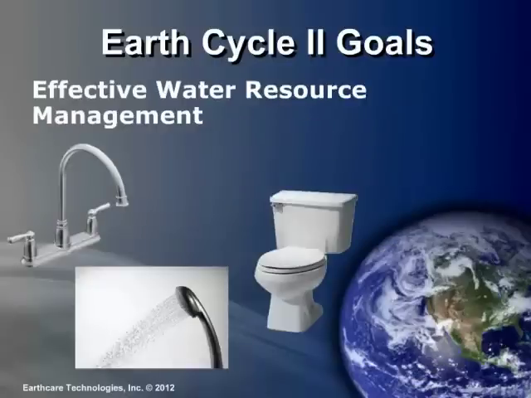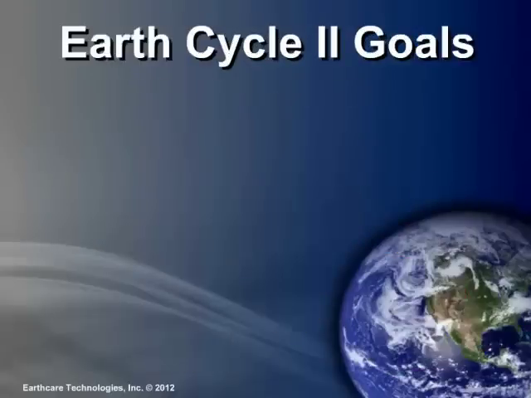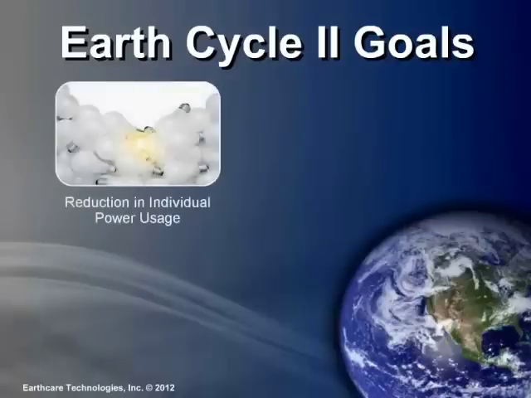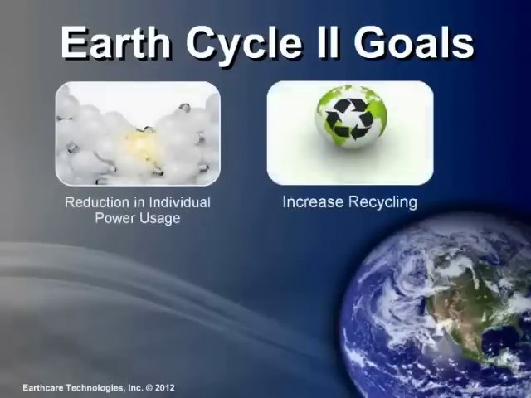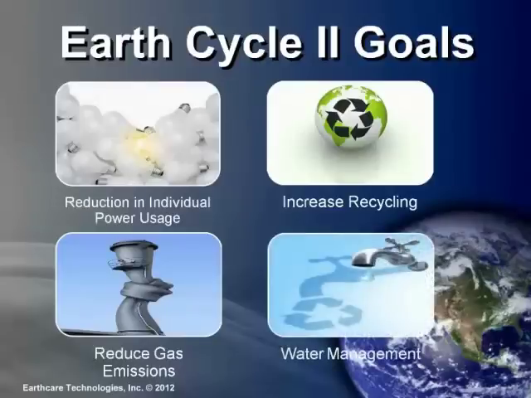Help conserve the amount of fresh water on the planet by installing water-efficient fixtures and planting drought-resistant grasses, plants, and shrubs. Also, try to use groundwater whenever possible, and be sure to never waste fresh water. By implementing these 4 goals into your day-to-day life, you can help stop the vicious cycle of global warming. Doing your part is one step closer to achieving a healthier planet, but you can't do it alone. Realizing Earth Cycle 2 will take teamwork.